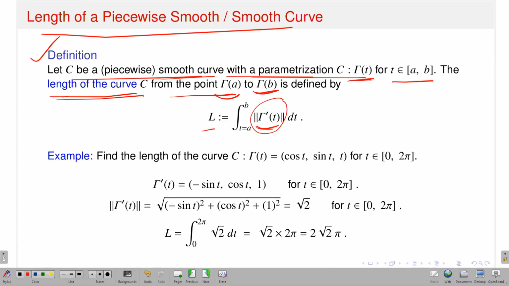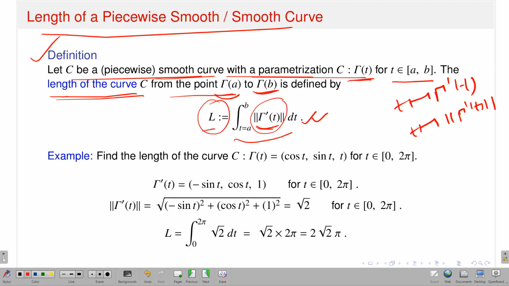If it is smooth, then it is perfectly all right, because gamma prime t exists and it is a continuous function. So t goes to gamma prime of t is a continuous function, and the norm is also a continuous function. Therefore, the composition of two continuous functions is continuous, so the norm of gamma prime t is continuous and the integral exists. So I am saying that the right hand side makes sense, and whatever value we get is nothing but the length of the curve.